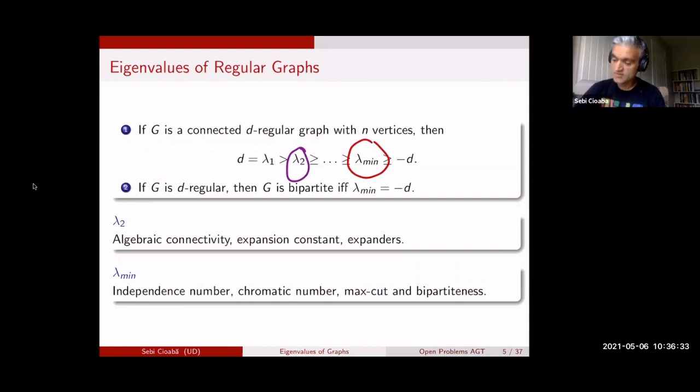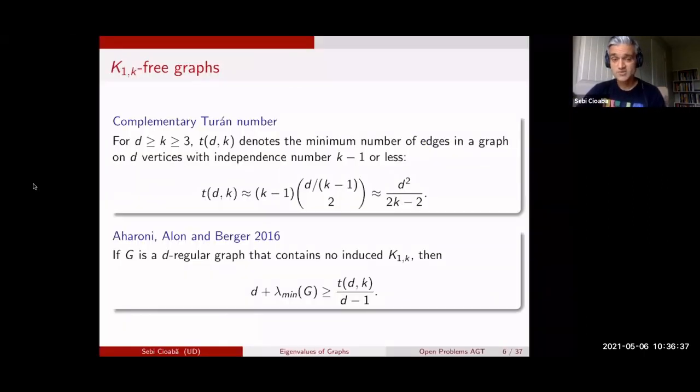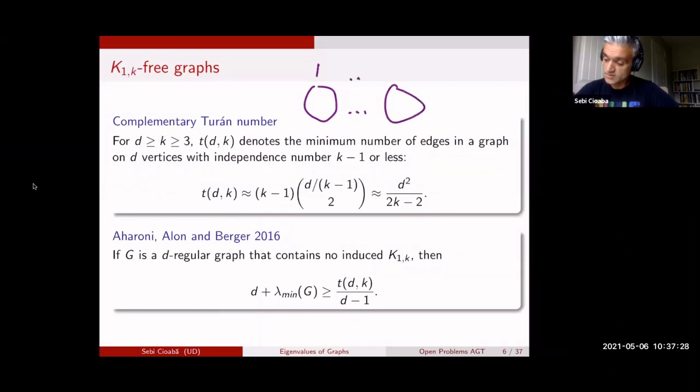So let me give you a first problem. It's related to K1, K3 graphs. The first result is below, but to state it, I need some notation. For D greater or equal to K greater or equal to 3, T(D,K) is the complementary Turán number. It's the minimum number of edges in a graph on D vertices with independence number K minus one or less. In terms of the complement, it should be n choose two minus the maximum number of edges in a graph with clique number K minus one or less. Stated in this form, T(D,K) is attained by the graph in which you split the vertices into K minus one cliques, each of size D over K minus one.